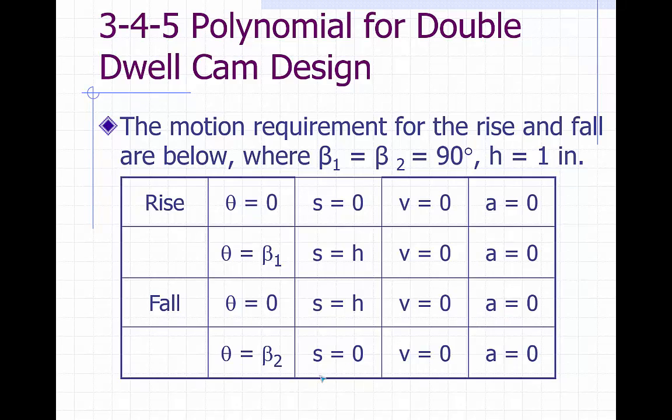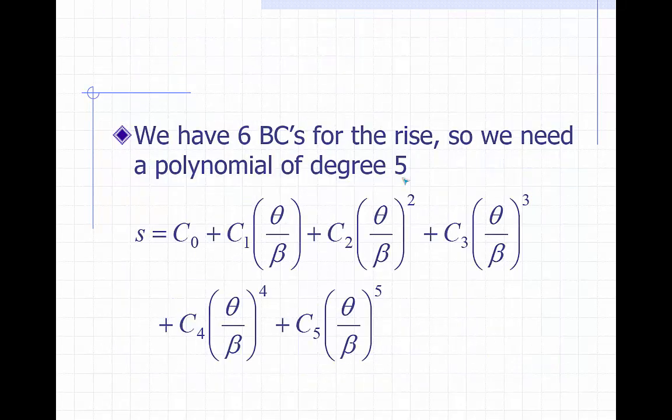At the end of our fall, where theta is equal to beta 2, which is 90 in this case, s is back down to 0, our velocity is 0, and our acceleration is 0 because we're about to match up to a dwell before we then begin our rise function again. So again, we have 6 boundary conditions for the rise, so we need a polynomial of degree 5.